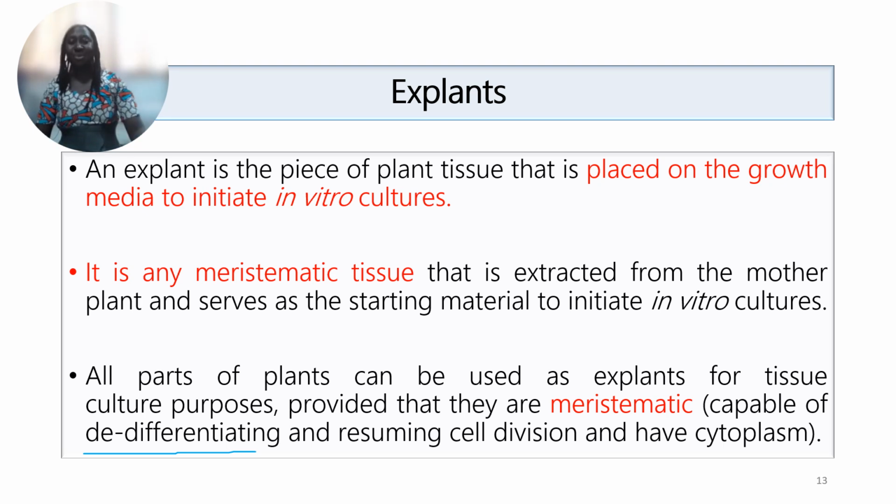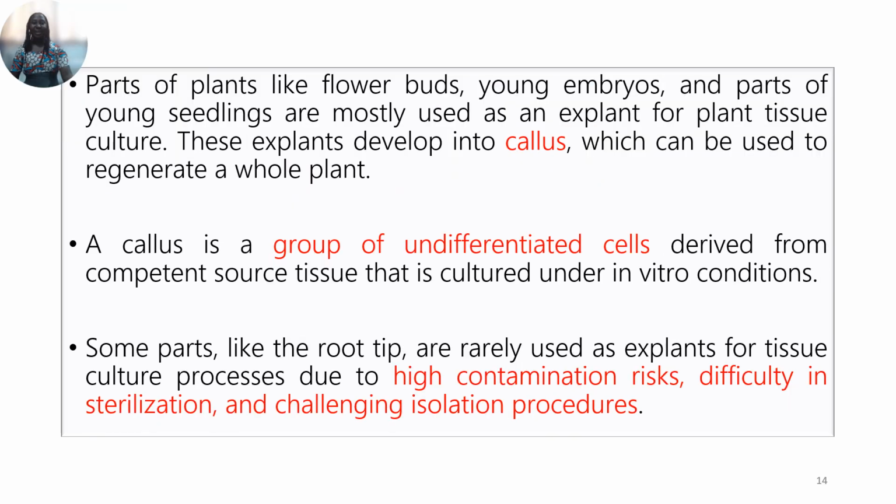So we are going to see what we mean by turning into a baby. Parts of plants like flowers, buds, young embryos, and parts of young seedlings are mostly used as explants for plant tissue culture. These explants develop into callus, which can be used to regenerate a whole plant.